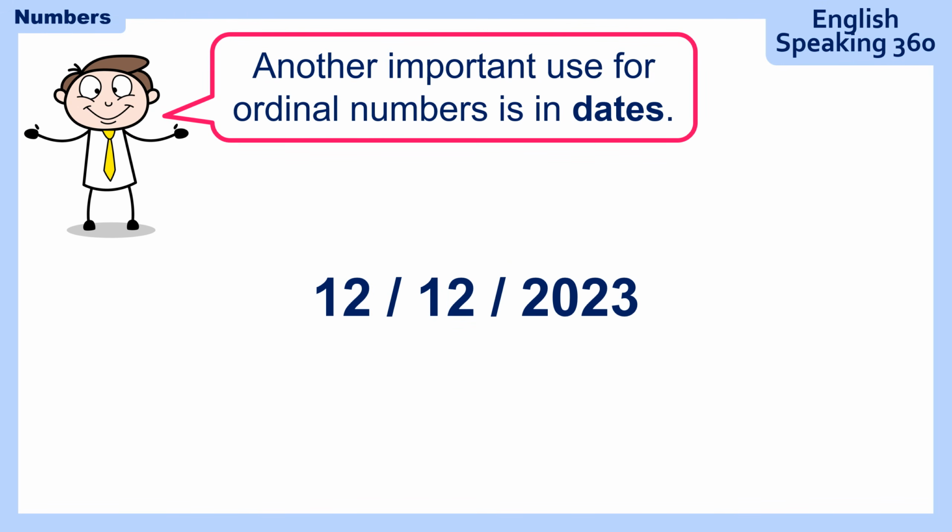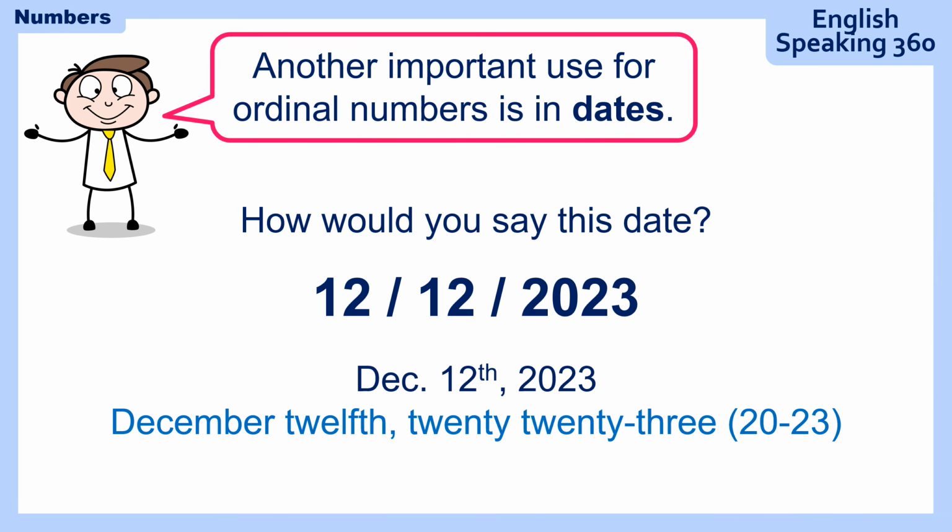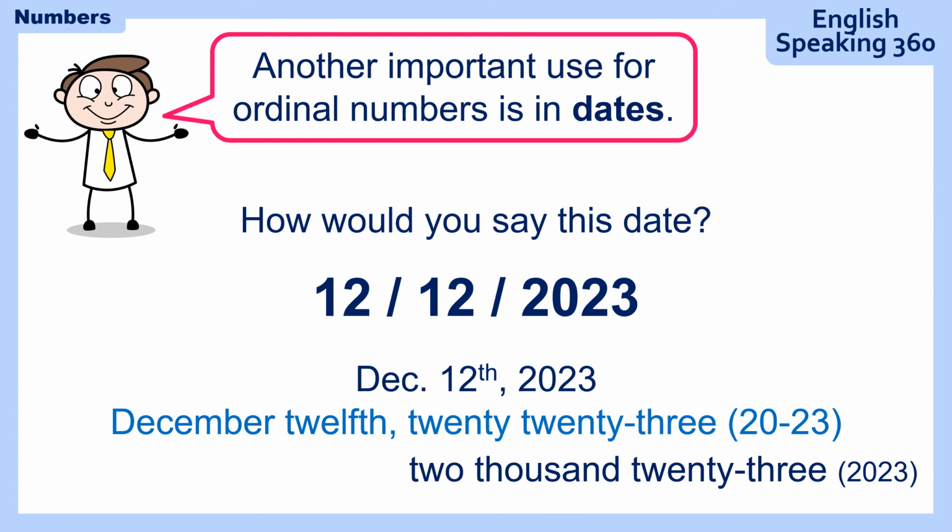Another important use for ordinal numbers is in dates. So for example, how would you say this date right here? Can you guess? I'm gonna write it in a simpler way right here. Are you ready? So we would say December 12th, 2023. So you see the year, we separate it into 20 and 23. So we cut it in half for the year, but you could of course say 2023. No problem with this.